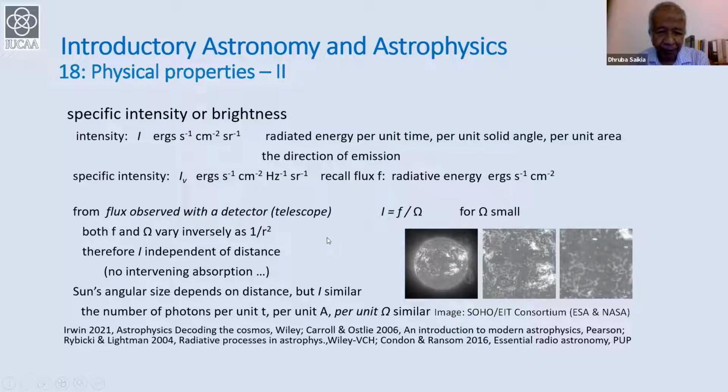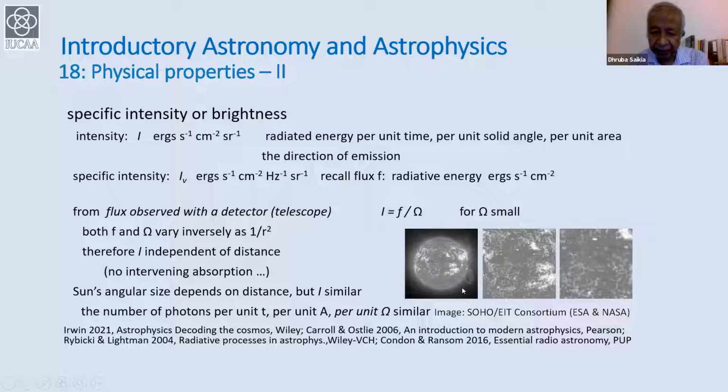This we have already discussed a bit earlier, that the intensity or brightness is independent of distance, because both F and omega vary inversely as the square of the distance. But this assumes that there is no intervening absorption.